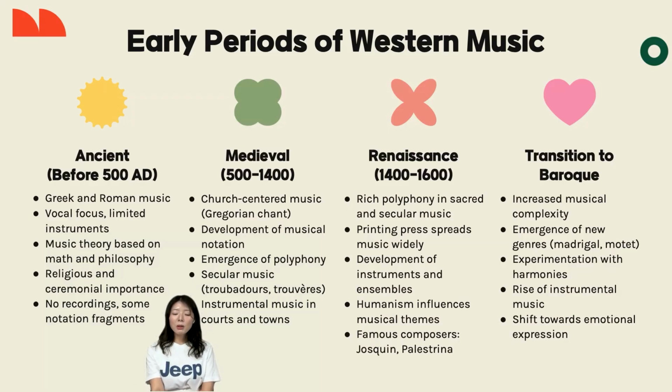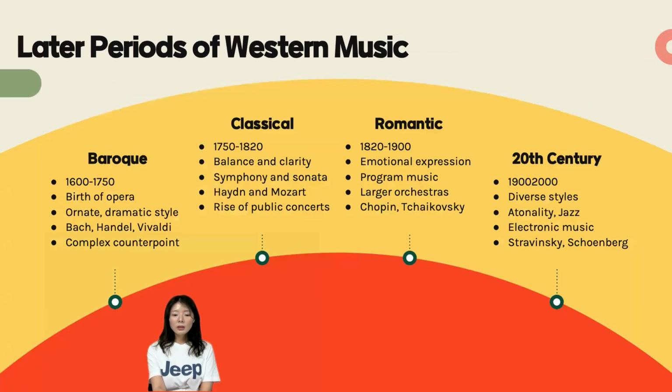So in the Baroque period, we have famous composers like J.S. Bach, Handel, and Vivaldi. The dates are 1600 to 1750. The genre called opera emerged.